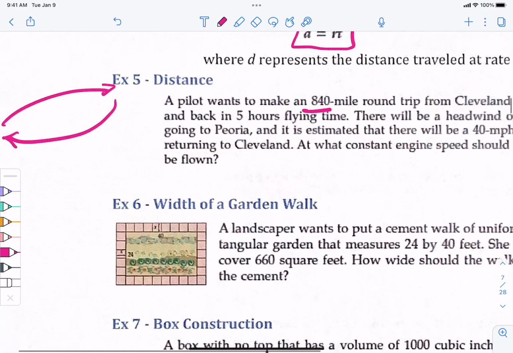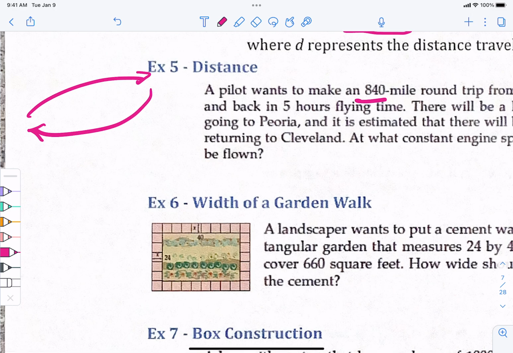Things that are going to stay the same. If it's an 840-mile round trip, does that mean that it's 420 there and 420 back? Yes. Okay. If it's 5 hours flying time, does that mean it's 2.5 hours there and 2.5 hours back?